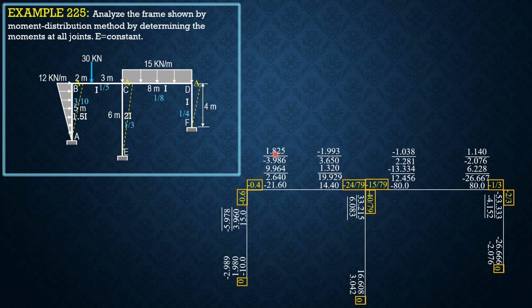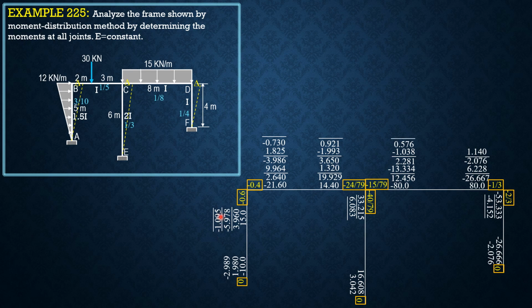1.825 times negative 0.4, negative 0.73. 1.825 times negative 0.6, so negative 1.095. Quantity negative 1.993 minus 1.038 times negative 24 over 79, 0.921. Same quantity times negative 15 over 79, 0.576. Same quantity times negative 40 over 79, 1.535. Then here 1.140 times negative 1/3, negative 0.38. 1.140 times negative 2/3, negative 0.760.